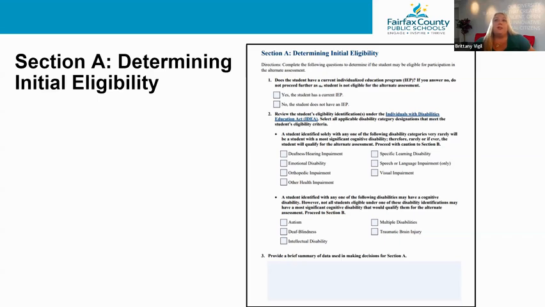So what data sources are used when making a decision for Section A? The IEP team is going to look at evaluation data, eligibility data, and the special education eligibility form that has been used at the most recent eligibility. And you'll summarize the conversation in the summary to talk through what that looks like for your child.